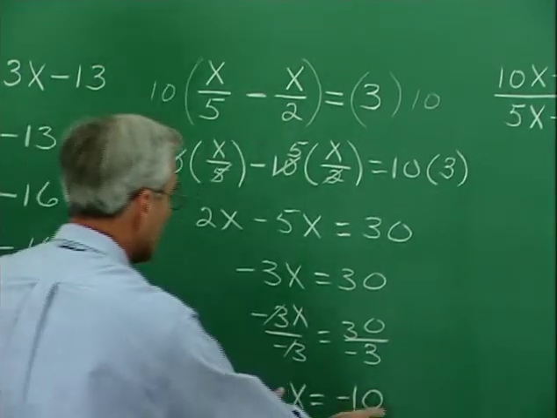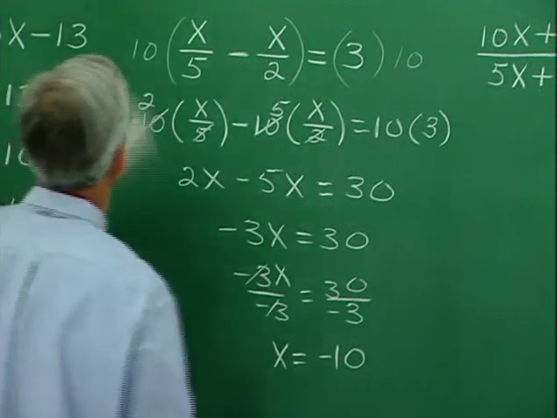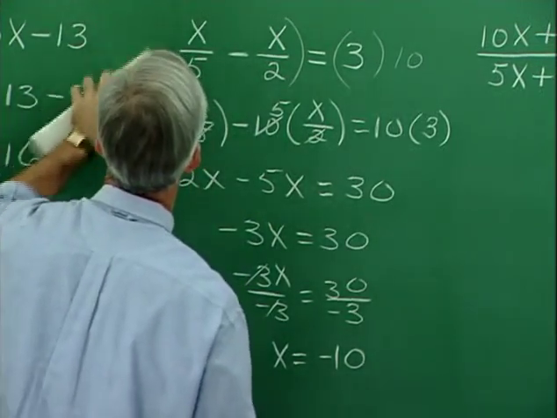Let's do a quick check. We have x is negative 10. Now, these parentheses are a little confusing. Let's take those out.